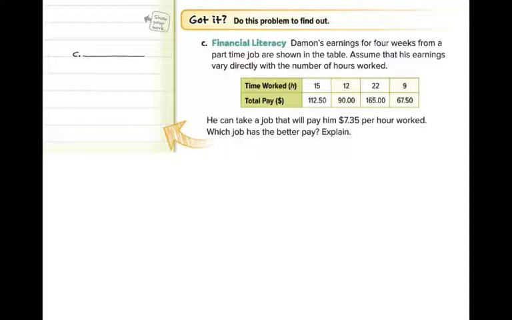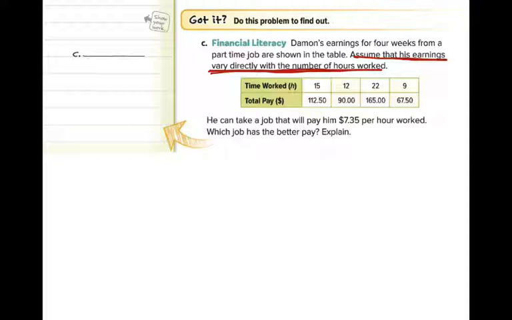Financial literacy. Damon's earnings for 4 weeks from a part-time job are shown in the table. Assume that his earnings vary directly with the number of hours worked. Okay, so I want you to stop for a second. Look at the wording that they have here. Assume that his earnings vary directly with the number of hours worked. The way they're wording this will help you understand what this direct variation even means.